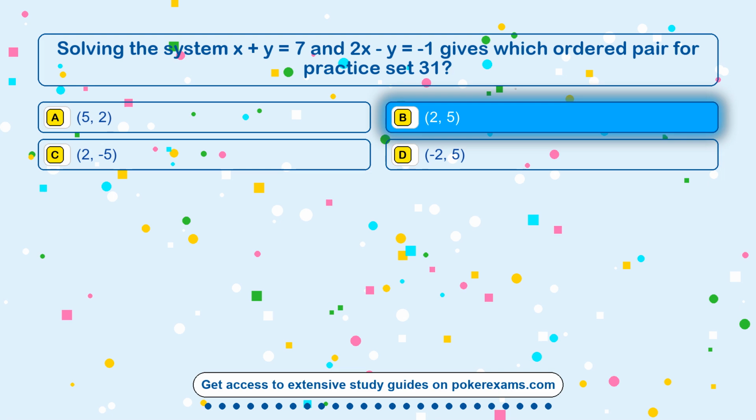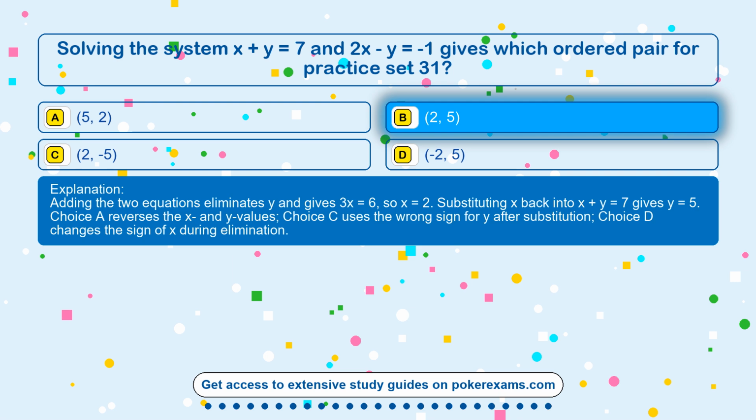The correct answer is option B, 2, 5. Adding the two equations eliminates y and gives 3x equals 6, so x equals 2. Substituting x back into x plus y equals 7 gives y equals 5.